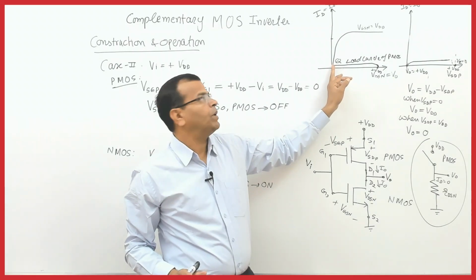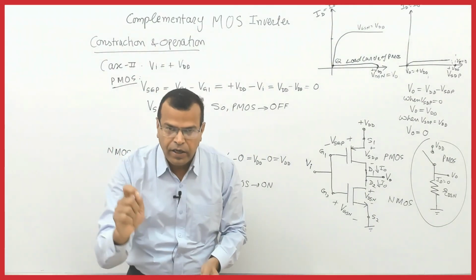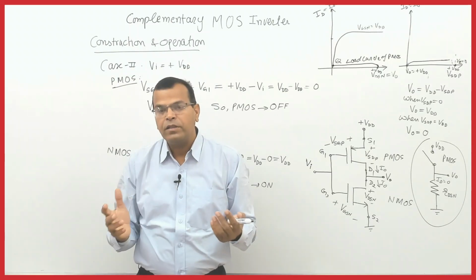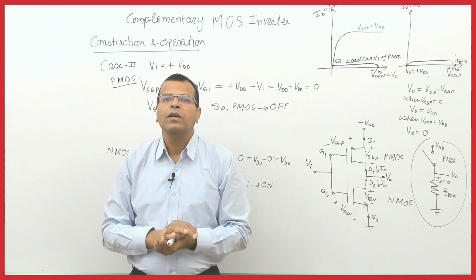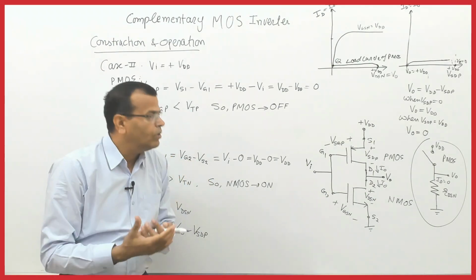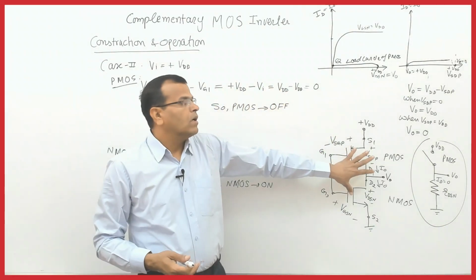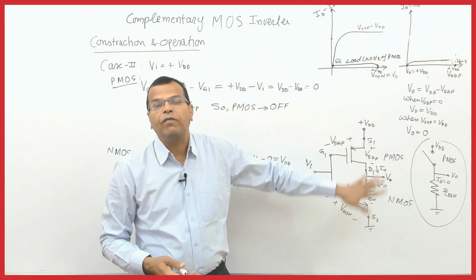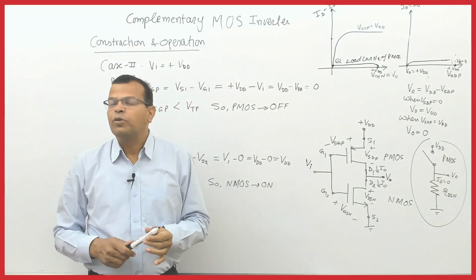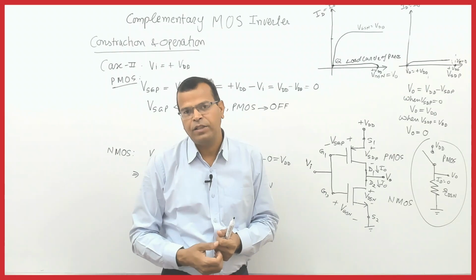This point is not a Q point. Drain current is again negligible. So when input is at logic 0, drain current is negligible. When input is at logic 1, drain current is negligible. So drain current, or I can say output current, is negligible in both cases, for logic 0 and logic 1. Therefore the power dissipation in the device is negligible. That is the biggest advantage of CMOS. So power dissipation in CMOS is negligible, the most important point of CMOS.